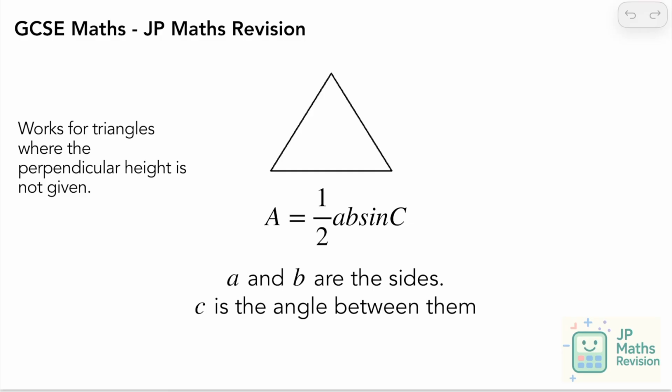We already know that to find the area of a triangle we do half base times perpendicular height. But sometimes we don't have the perpendicular height and we have an angle, say C, and we have two sides A and B. So when we have two sides and an angle in between them, we can use this new formula, A equals half AB sine C.